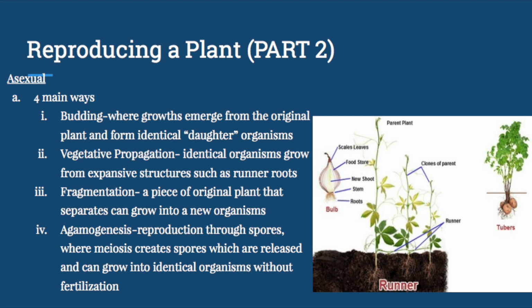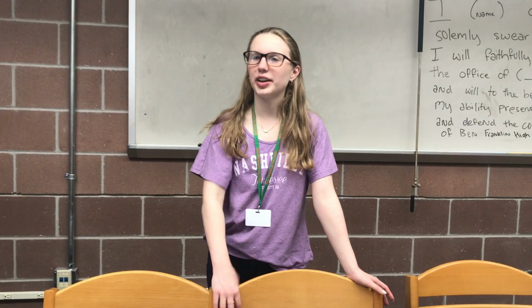For fragmentation, a piece of the original plant that separates can grow into new organisms. For agamogenesis, it's the reproduction through spores, where meiosis creates spores which are released and can grow into identical organisms without fertilization.